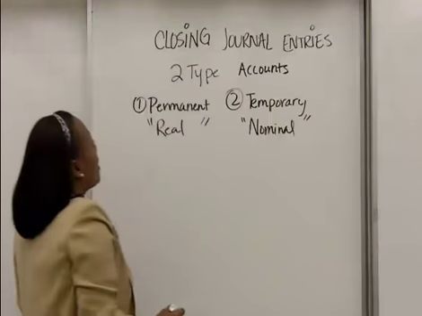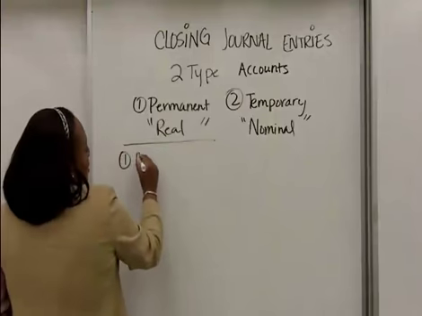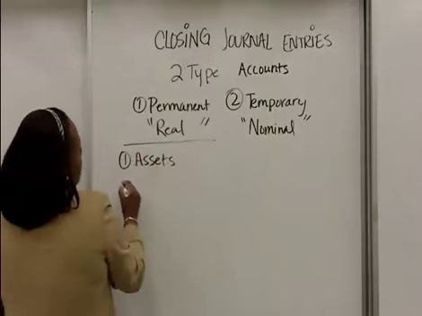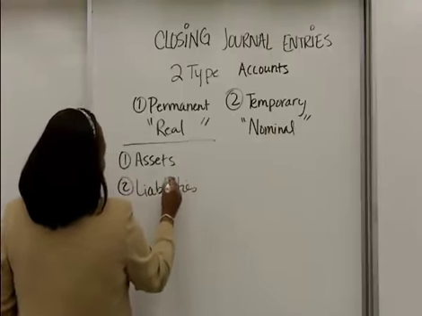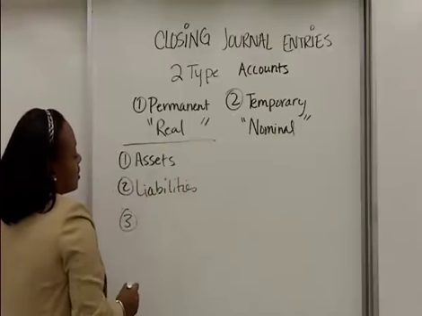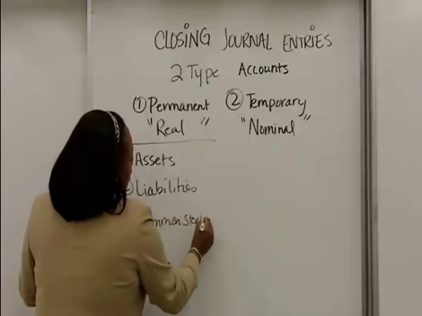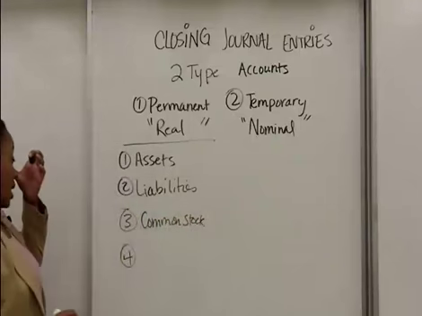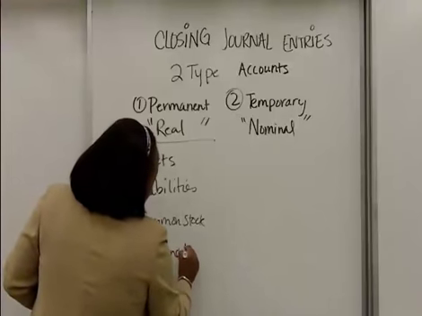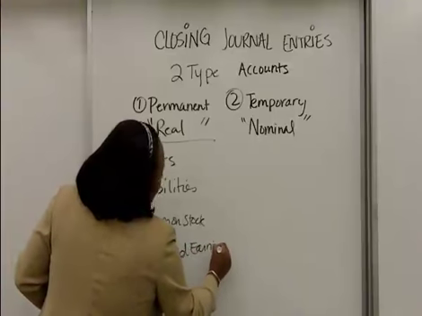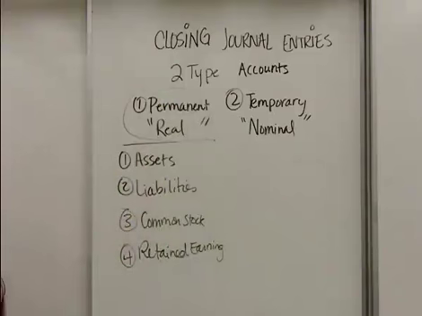Okay. Now, in terms of examples of a permanent account, all of your assets, your liabilities, your equity accounts such as common stock, retained earnings are all examples of permanent accounts. So permanent or real accounts: assets, liabilities, common stock, and retained earnings.